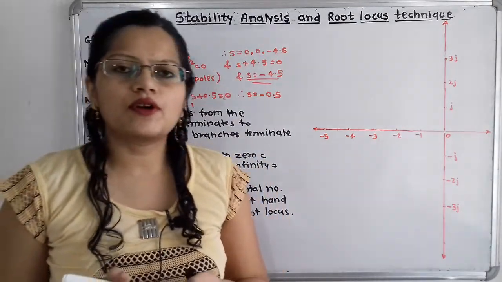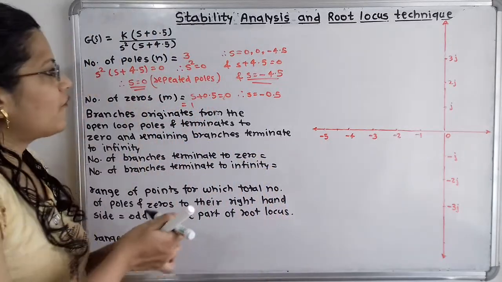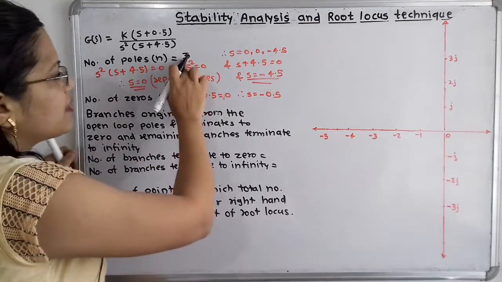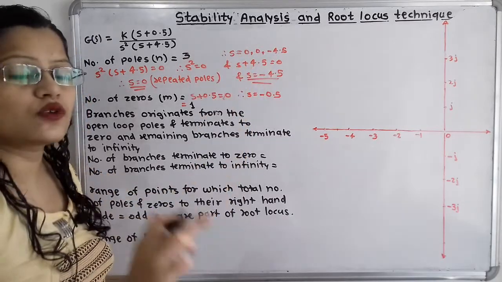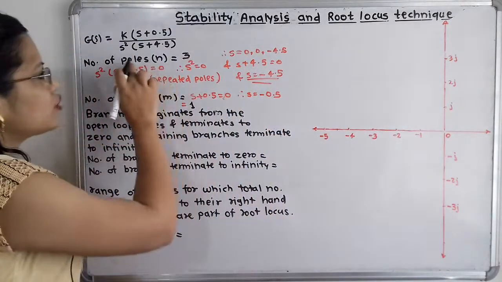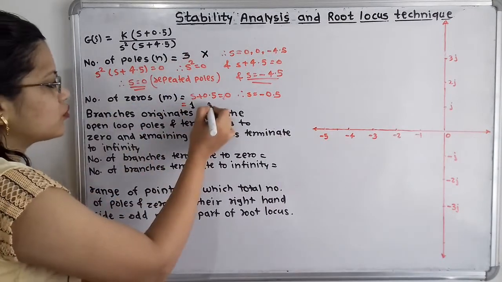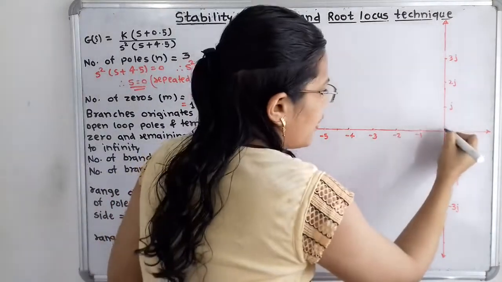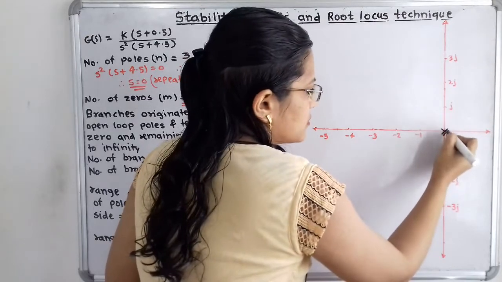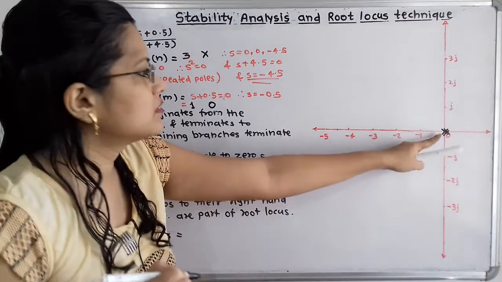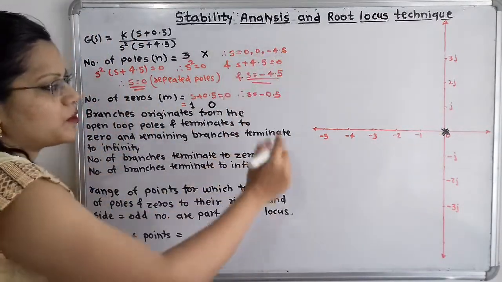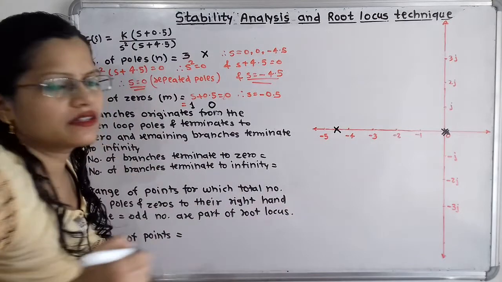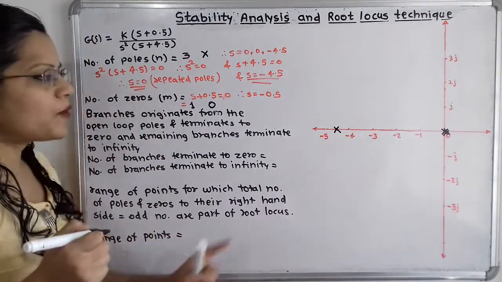Now we will plot these open loop poles and open loop zeros. There are 3 poles and 1 zero. For the 3 poles, we have to take the repeated poles at 0, so I will take 2 poles there. I will show these poles with a cross sign and the zero with a zero sign. For the cross sign I have to take 2 poles, so I will make a double cross at 0. So there are double poles here. Then at -4.5, which is between -4 and -5, there is also a pole. Now these 3 poles are completed.